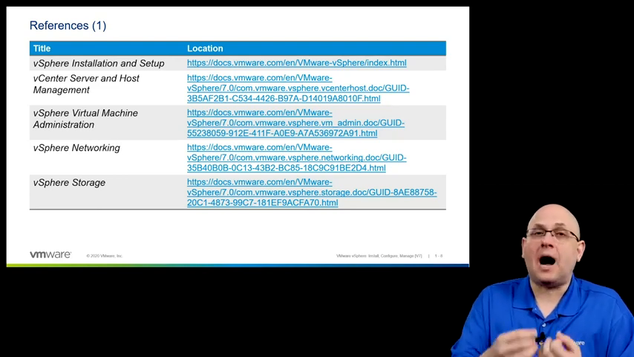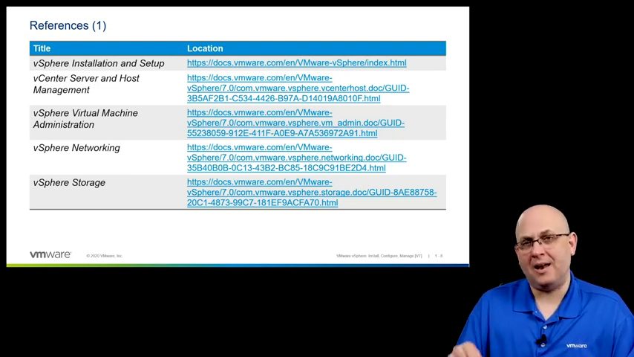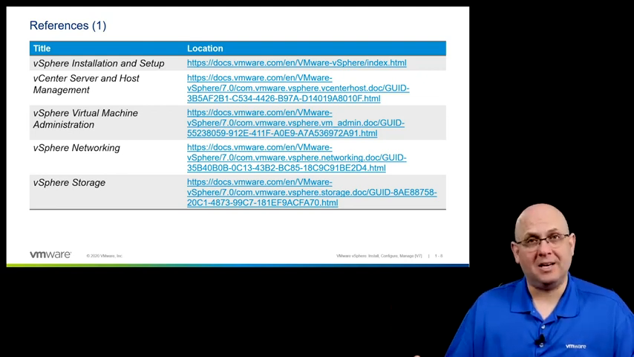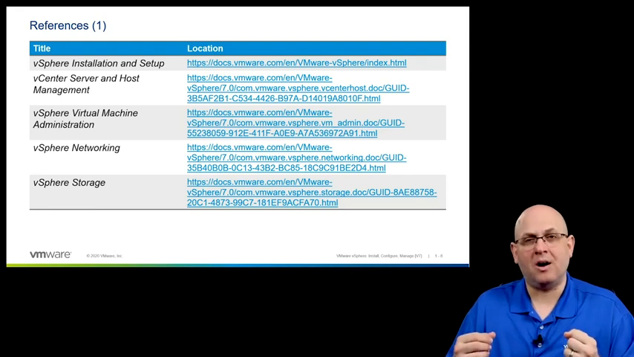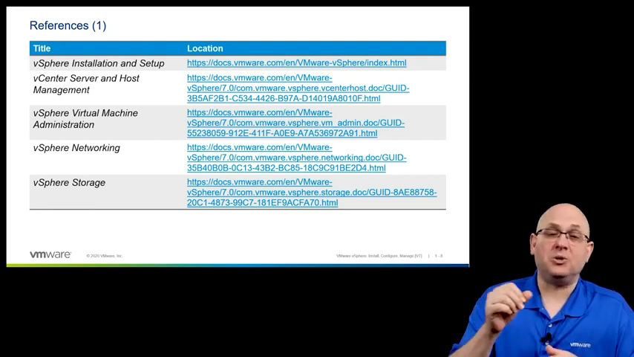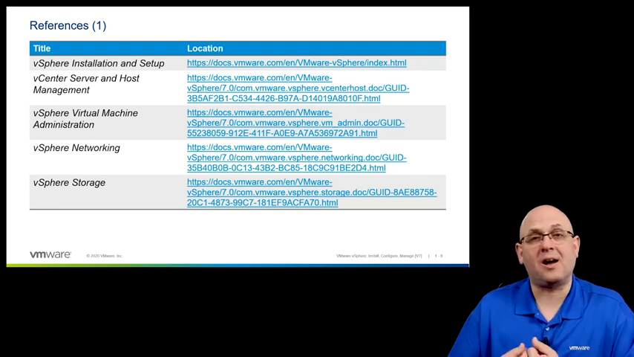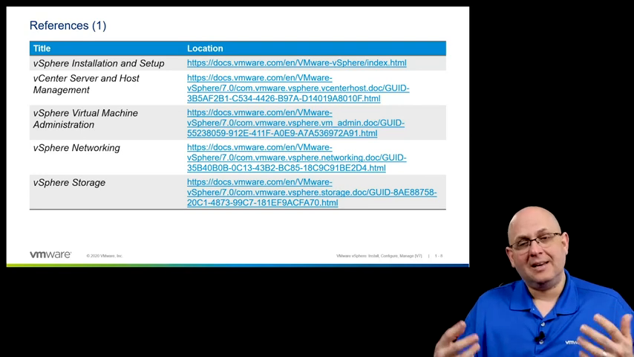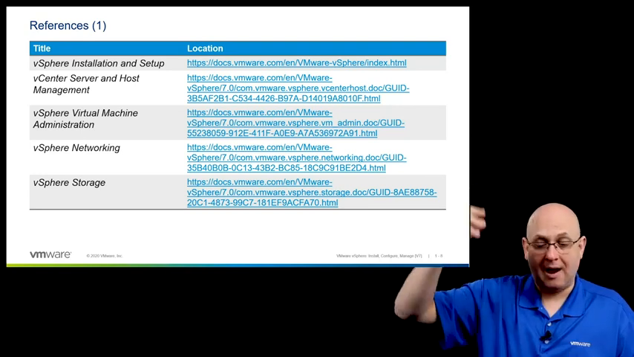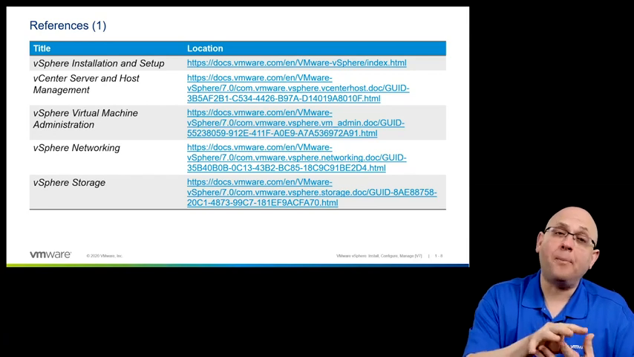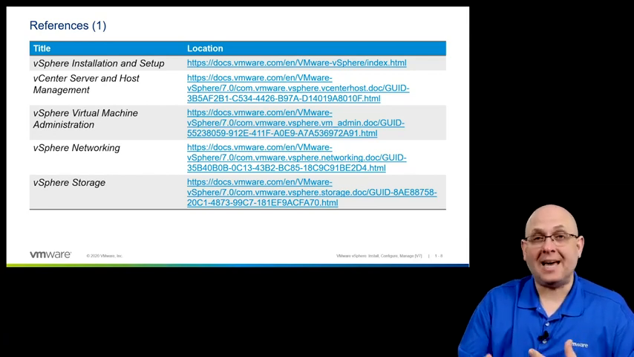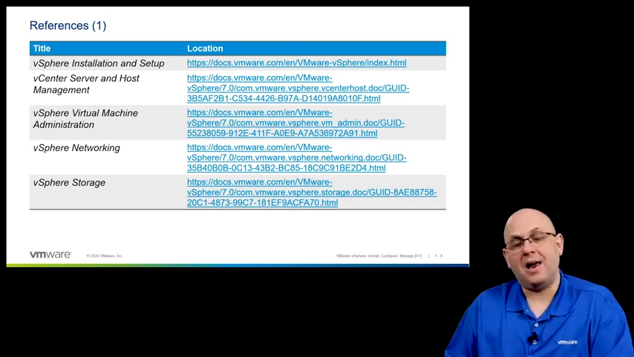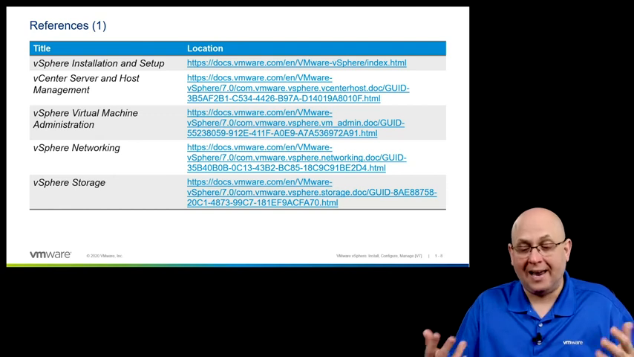Now, if you head over to docs.vmware.com, and I'll show you that plain URL on the next slide, you're going to see all of VMware's documentation, okay, at docs.vmware.com. If you click on the vSphere link and then choose your version of vSphere, in this case we're talking about vSphere 7, you'll see all of the documentation around vSphere 7. Now, this isn't one monolithic book, right? We divide our topics into multiple sections. So we have an installation and setup guide, we have a server and host management guide, we have a virtual machine administration guide, and so on.